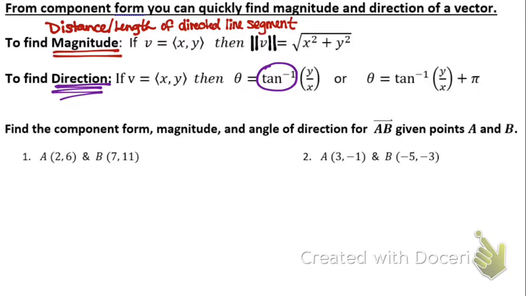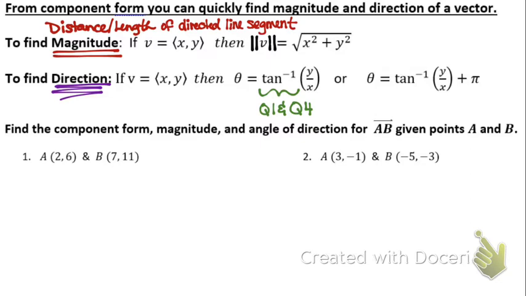So what is its angle? There's only one issue with tangent. Inverse tangent can only give me angles in which quadrants? 1 and 4. What about if from my component form, I know I'm not in quadrant 1 or 4? What if I'm in quadrant 2?